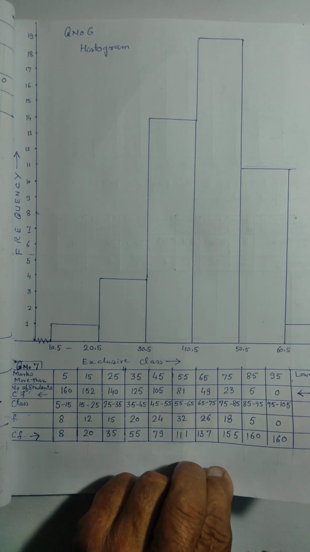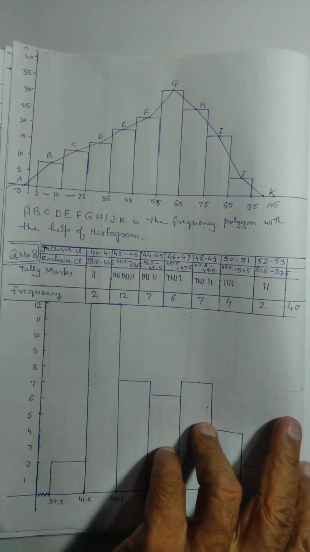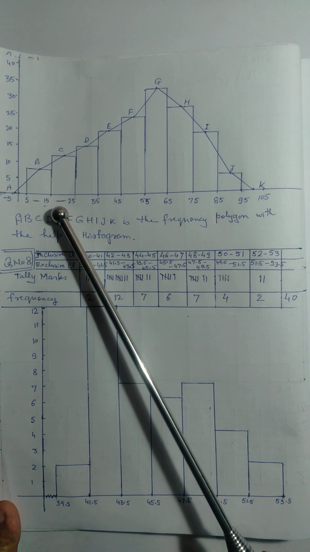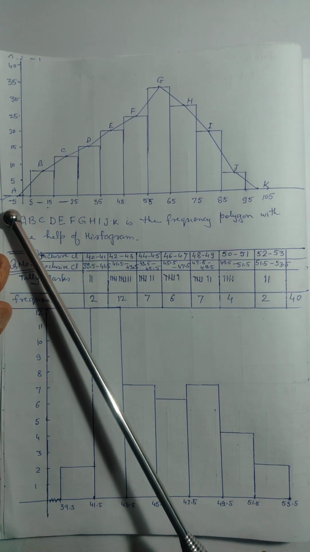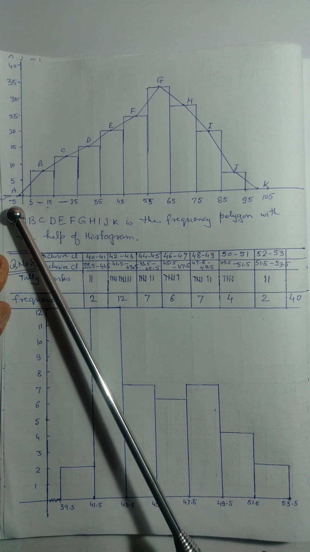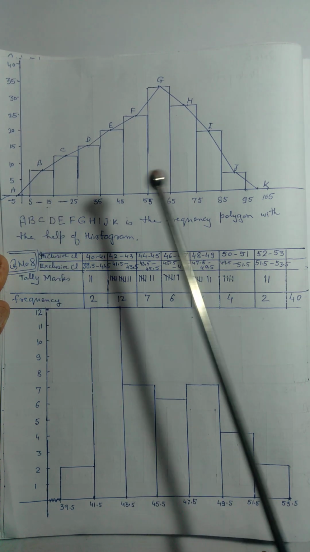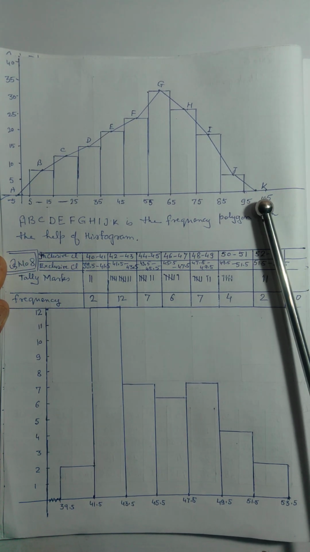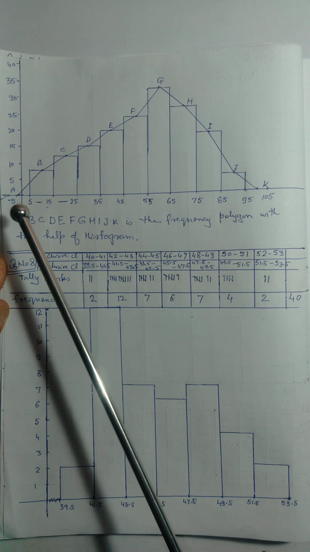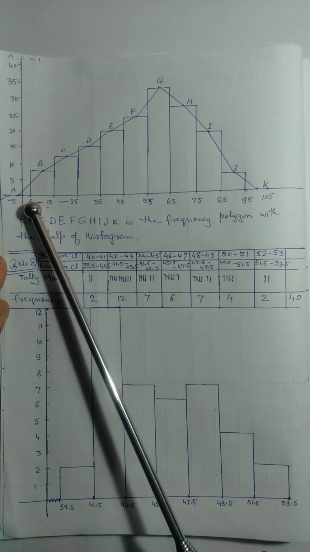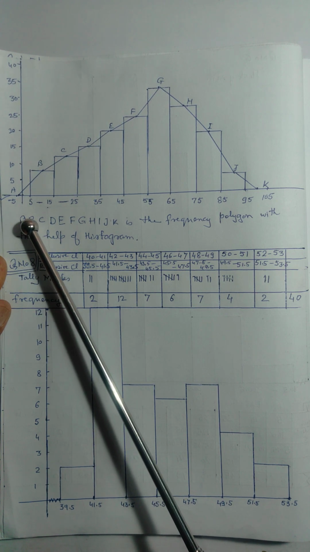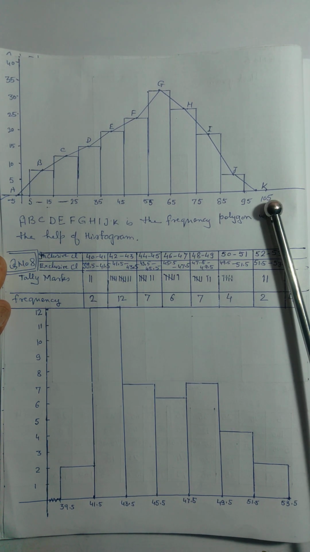Now come to question number 7, the graph. First of all, we have to prepare the histogram. After that, in the beginning you have to take one more class whose frequency will be 0, and at the end also, on the left-hand side as well as the right-hand side. In both cases, at the extreme point, we have to assume that there is a class of equal size, but the frequency is 0.